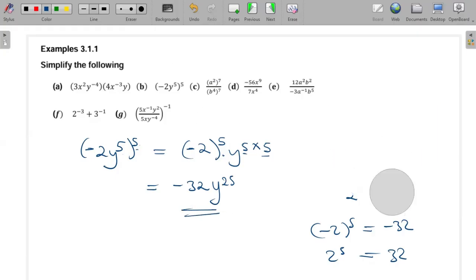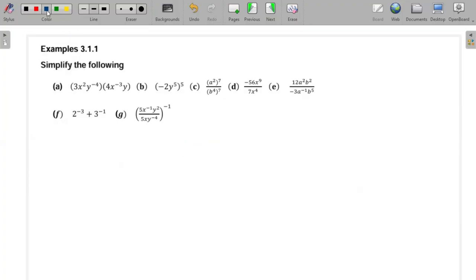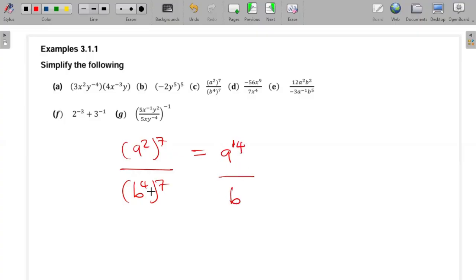Okay, let's proceed to the next question. The next one, you have a to the power 2, raised to 7, divided by b to the power 4, raised to 7. So here you just multiply those powers. 2 times 7 is 14. Then b to the 4 times 7 gives you 28. So this is going to be your answer. Since they are of different bases, we leave it here. We can't do anything about it.